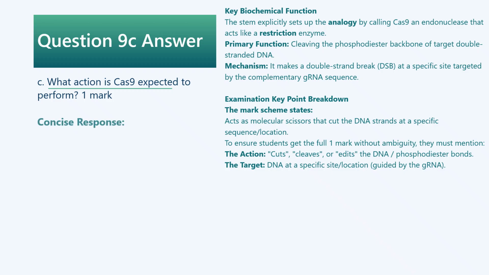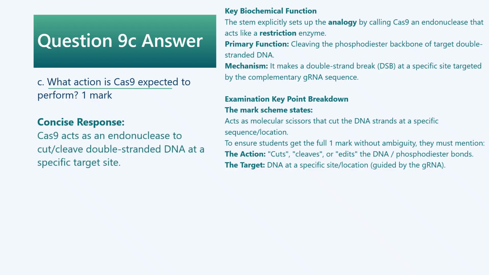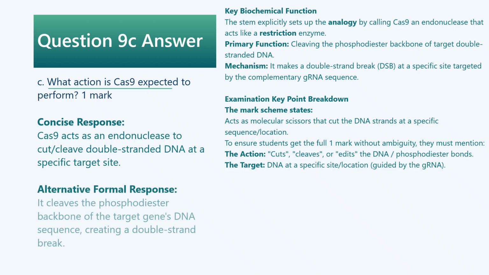3. Ideal student responses. Concise response: Cas9 acts as an endonuclease to cut or cleave double-stranded DNA at a specific target site. Alternative formal response: it cleaves the phosphodiester backbone of the target gene's DNA sequence, creating a double-strand break.